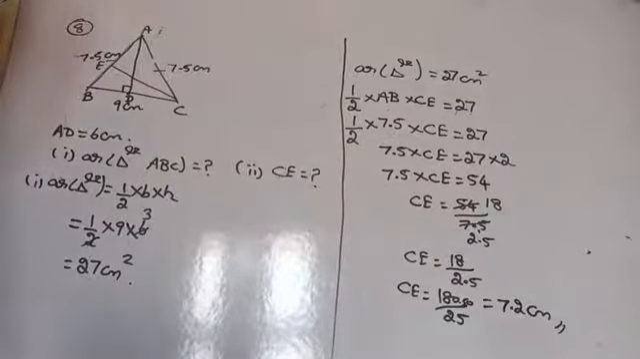Yes. So basically the concept is what? Area of a parallelogram and triangle. Area of the parallelogram is what? Base into height square units. Area of triangle is what? Half into base into height square units. That's all. Are you getting there?